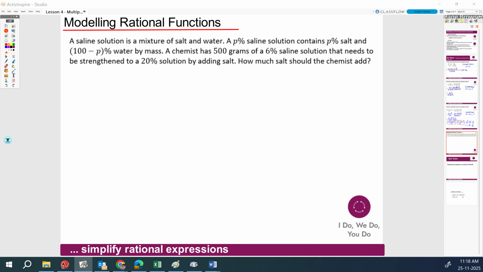So let's explain this thinking. Our current solution is a 6% solution. So 6% solution is 6 over 100. This is our percentage. This has to be made with 500 grams of saline solution. So how much salt is in that?